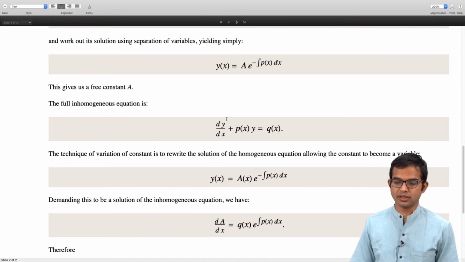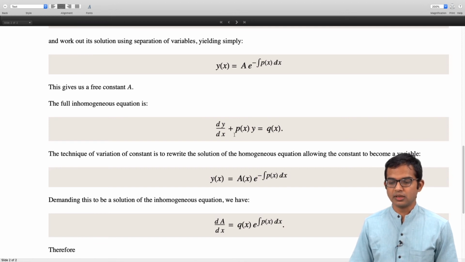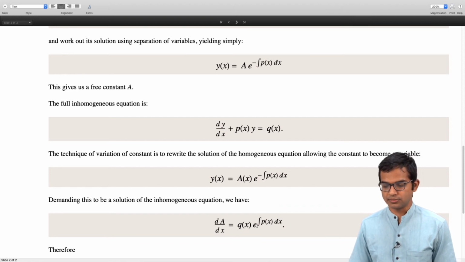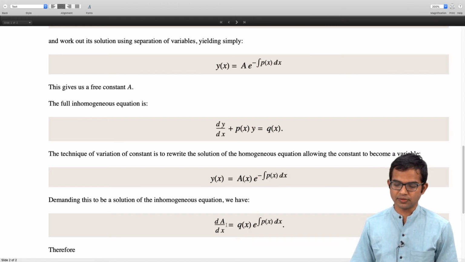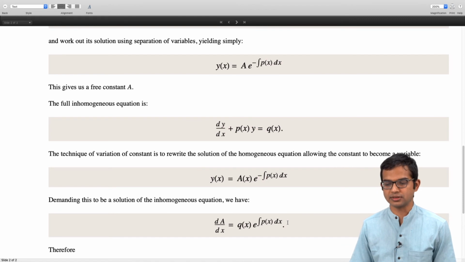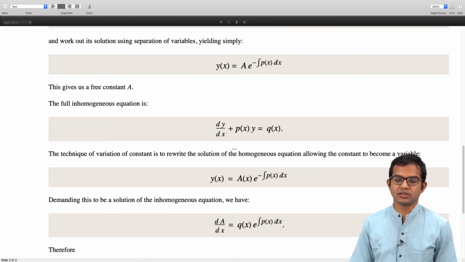If you just plug this in, you will see that e to the minus integral p of x dx comes out. So the first part will be dA by dx into this, and then there's going to be this cancellation, and so you're left with dA by dx is equal to q of x times e to the integral p of x dx, right? It actually appears on the left hand side with the minus sign, and then you bring it to the right hand side, and there are these two other terms which just get cancelled out.